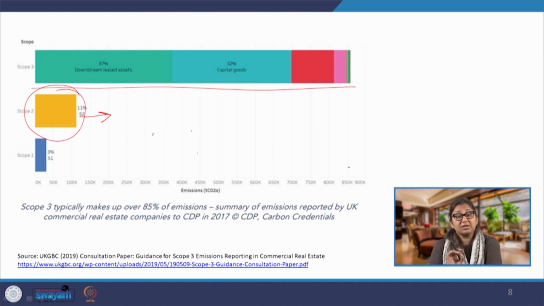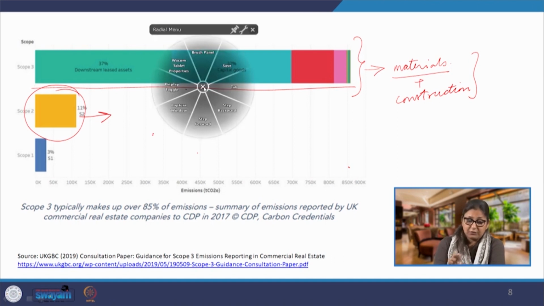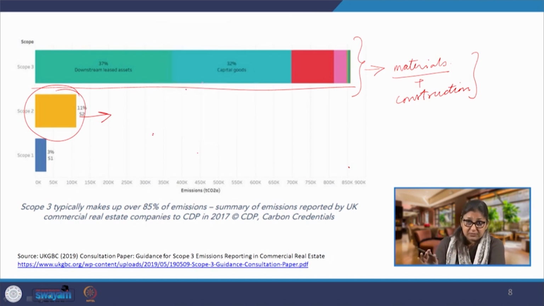Now, if we look at this, this is the place where we can reduce, we can impact the emissions through selection of construction materials, and also selection of the construction process. So, we can select the technology appropriately, and materials plus construction technology will give us a reduction in GHG emissions under scope 3 of the building life cycle, the value chain.